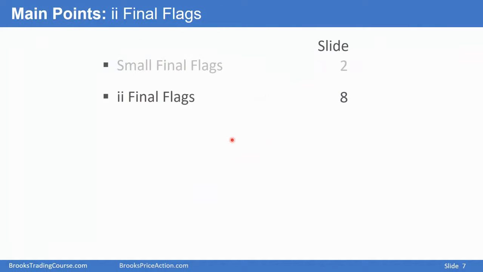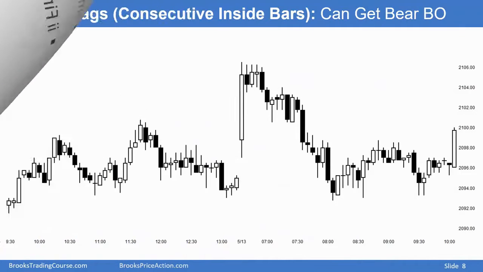I'm going to finish up by talking about II final flags. An inside bar that is inside another bar late in a trend often becomes the final flag. We have a bull breakout here, and it's in a bull trend, and this bar is inside of that bar. Inside bar means the high is at or below the high of the prior bar, and the low is at or above the low of the prior bar. So this bar is inside that, this bar is inside that. This is an II pattern, inside, inside, consecutive inside bars. When it occurs late in a trend, it can lead to a reversal. Sometimes you'll get a bull breakout and then a reversal. Other times you simply get the reversal.